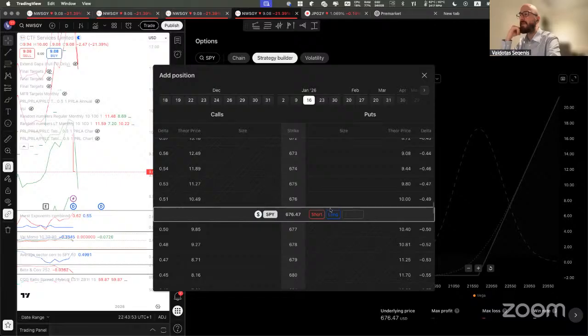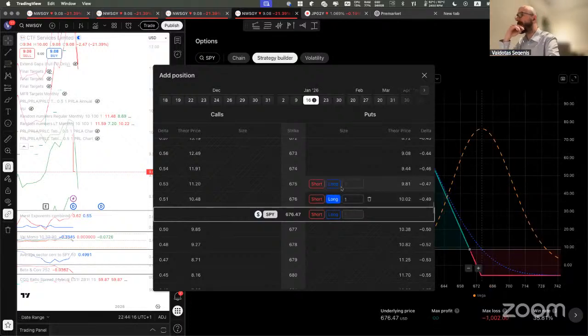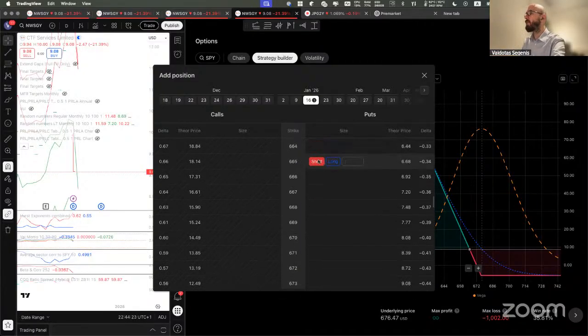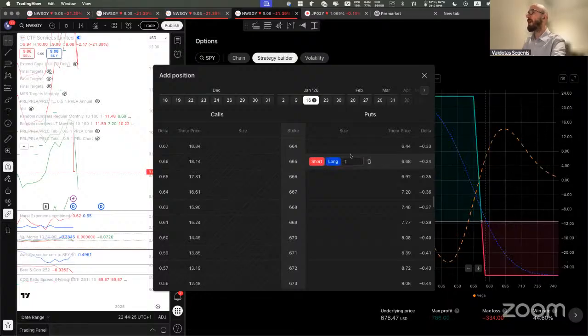So instead of buying a call and selling a call, now let's think a little bit in reverse. SPY is trading at 676. We think that SPY will go to 665 just because we think that this bull market is over. We will get a correction, especially in the beginning of the year. New capital will come, and we are bearish on the market. So what we can do, we can buy a put here, which is 676, and our target is 665.